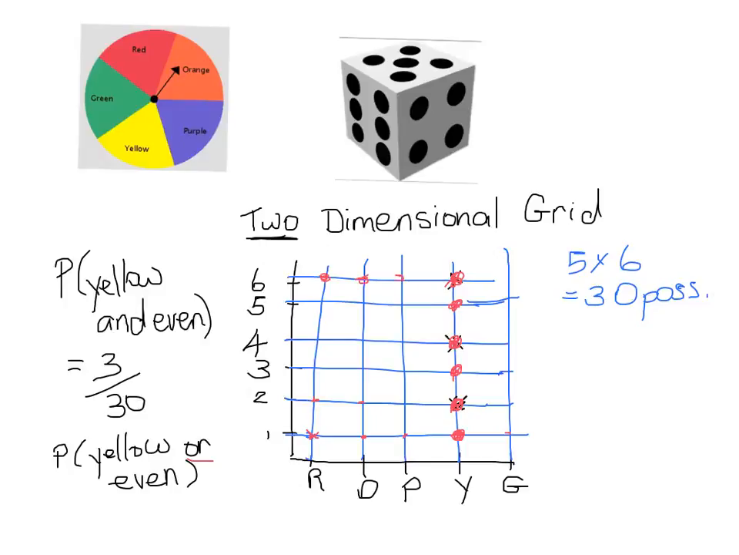So we have these here. There are a bunch more, so let's fill those in. Every single thing that's even, as well as everything that's yellow. Alright, so we have 1, 2, 3, 4, 5, 6, 7, 8, 9, 10, 11, 12, 13, 14, 15, 16, 17, 18. There are 18 places that are either yellow or even, or both. So yellow or even is 18 out of 30.